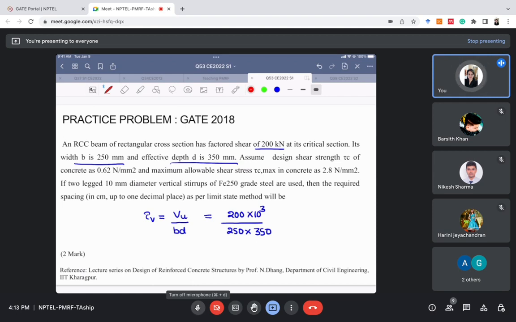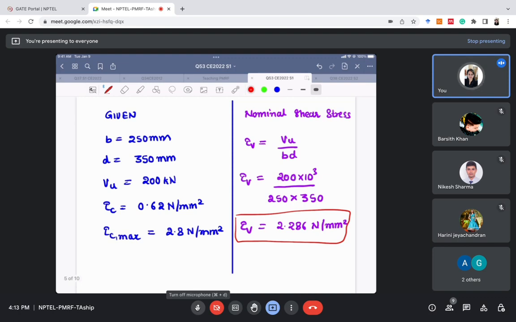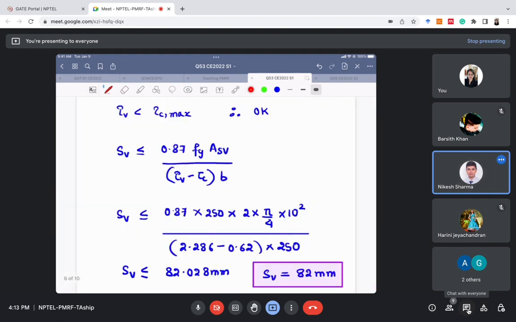Others, please all participate. Otherwise, it will be of no use for you. Because in RCC, there is no major concept. You just have to follow the steps. And the question is very easy. If you know the formula, you don't have to use much of your brain. You just need to put the values in the formula and find out the answer. Anybody got the value of SV? Spacing? Okay, Nikesh, you can either say or write in the comments. Ma'am, 81.98 millimeter. Great, great.